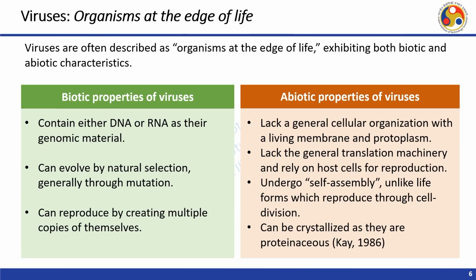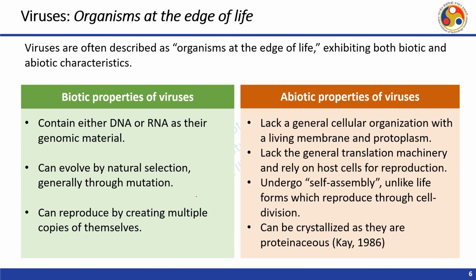We already told you that they contain either DNA or RNA as the genomic material, like other living organisms who have nucleic acid, mostly DNA. Virus can evolve by natural selection, generally through mutation. In fact, the mutation rate in virus is very fast. That is why influenza virus, which mutates very fast, or several other viruses which mutate very fast, are challenges to therapeutic interventions, because we cannot develop stable vaccines against them.